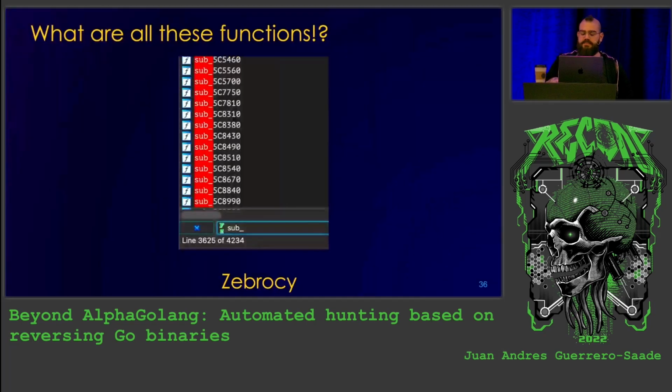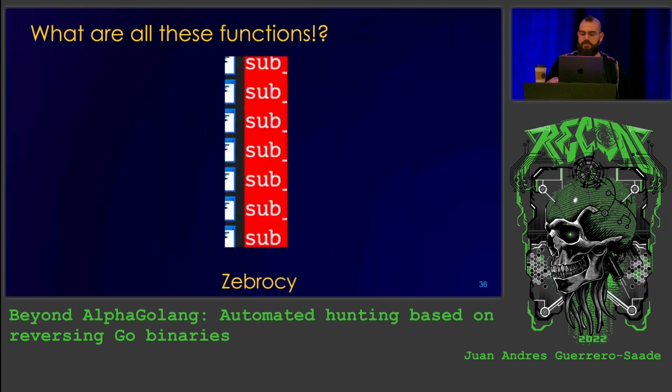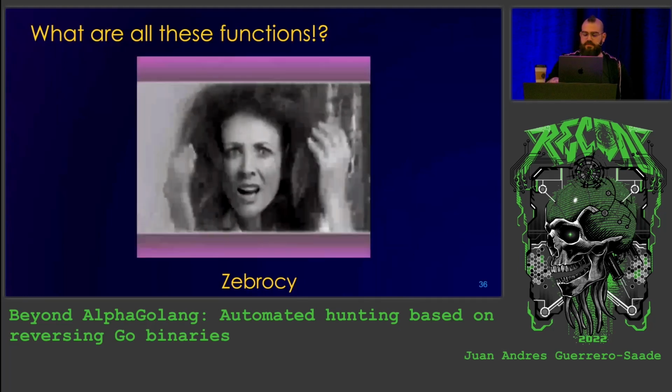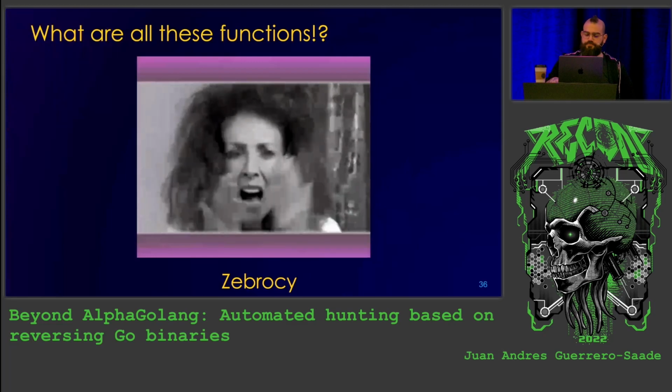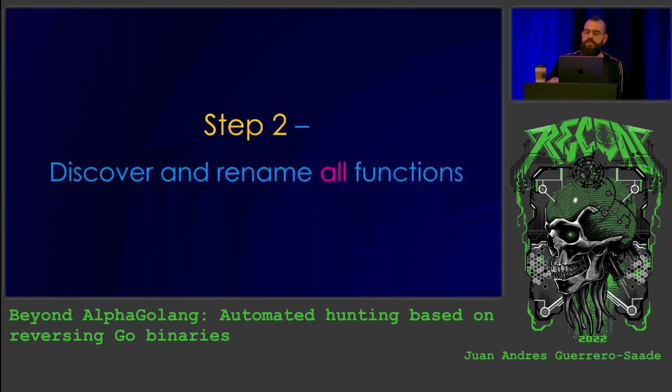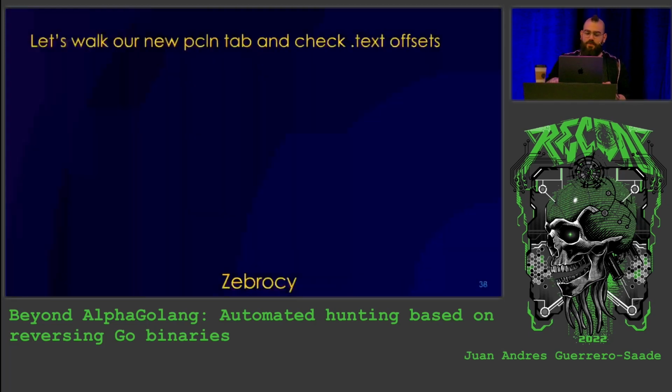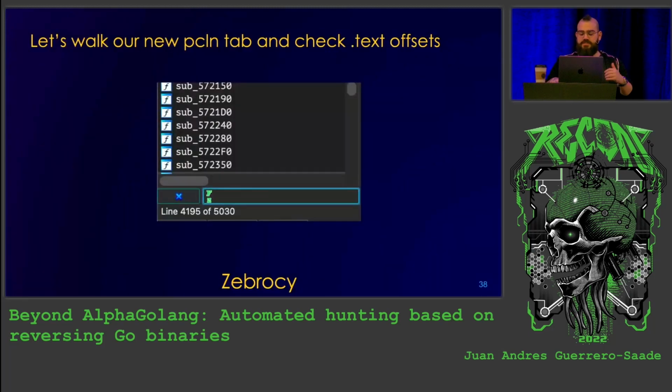Then the problem is, well, what the hell are all these functions, right? We're talking about 4,200 functions. Most of them have no names. Who the hell wants to deal with that? Pretty daunting, pretty terrible. So how do we discover and rename all functions? Not most, but all of them. Well, we can just walk PCLN tab and check the .text offsets. It'll actually discover a few more functions for us.